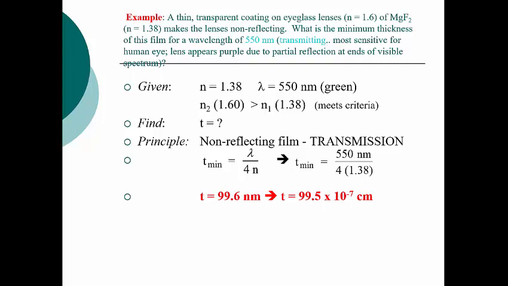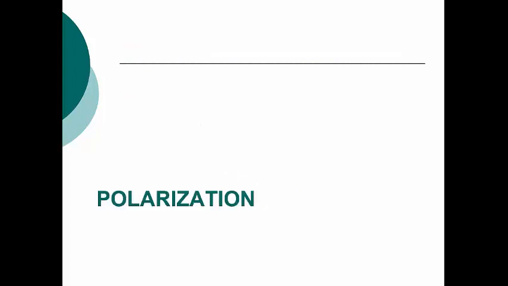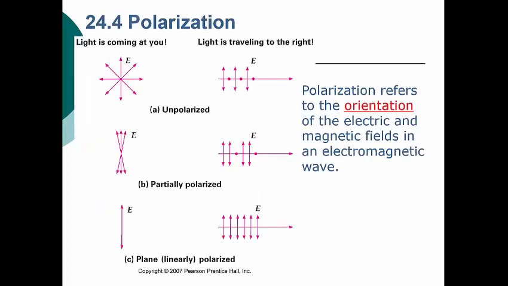equation where, again, lambda is this 550 nanometers, and n is the index of refraction of the coating, not of the lens. And we find out that our coating has to be 99.6 nanometers. That is incredibly thin. And again, when we put this coating on there, it has to be uniform, or it's not going to be anti-reflective across the entire surface of the lens, and that's what was so difficult for so long. Then this brings us to the end of chapter 24, where we talk about polarization.